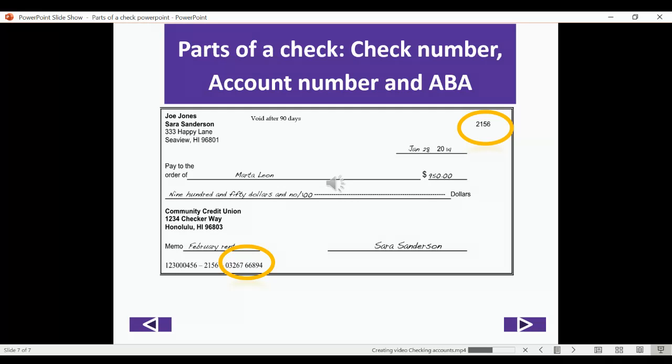The last set of numbers are not used often by individuals but are used at the bank level. These are called the ABA number and are unique numbers for your bank. Individuals wishing to transfer money from one bank to another will need to include the ABA number.